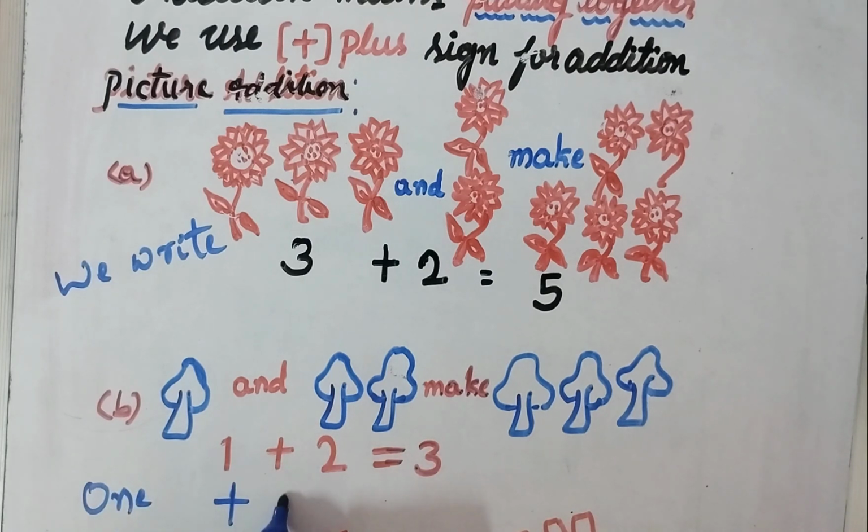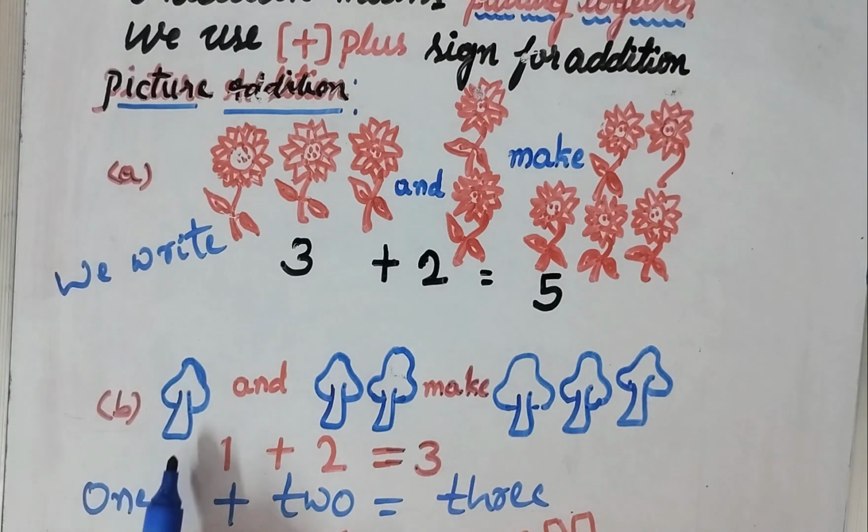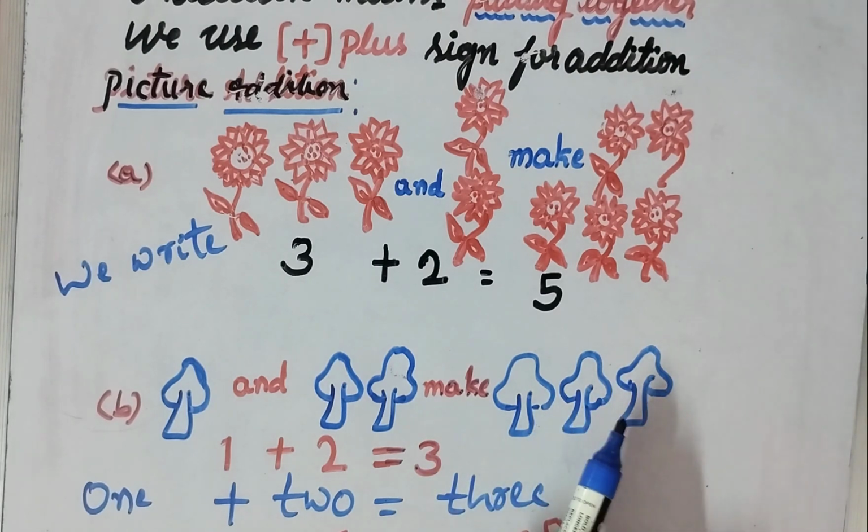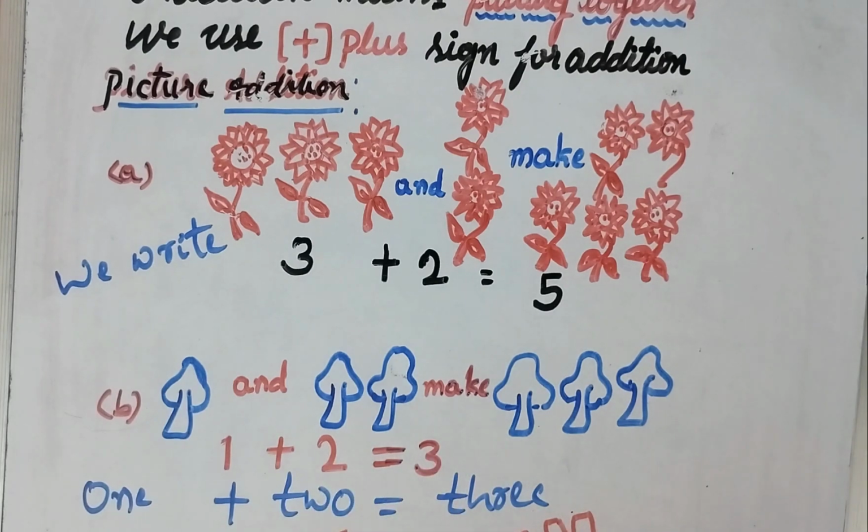So here 1 plus 2, that is equal to 3. So 1 plus 2 is equal to 3. So 1 mushroom plus 2 mushrooms, together we get 3 mushrooms. So 1 plus 2 is equal to 3. Okay. Next.